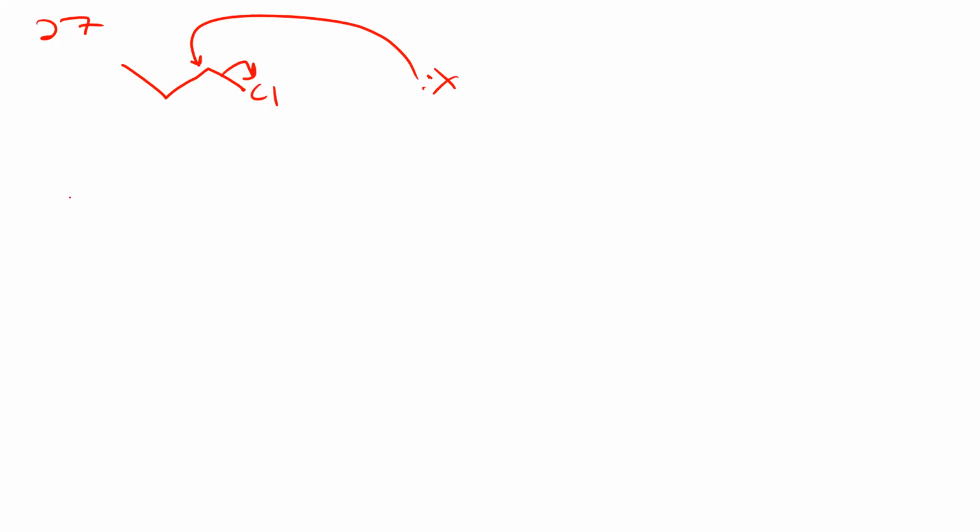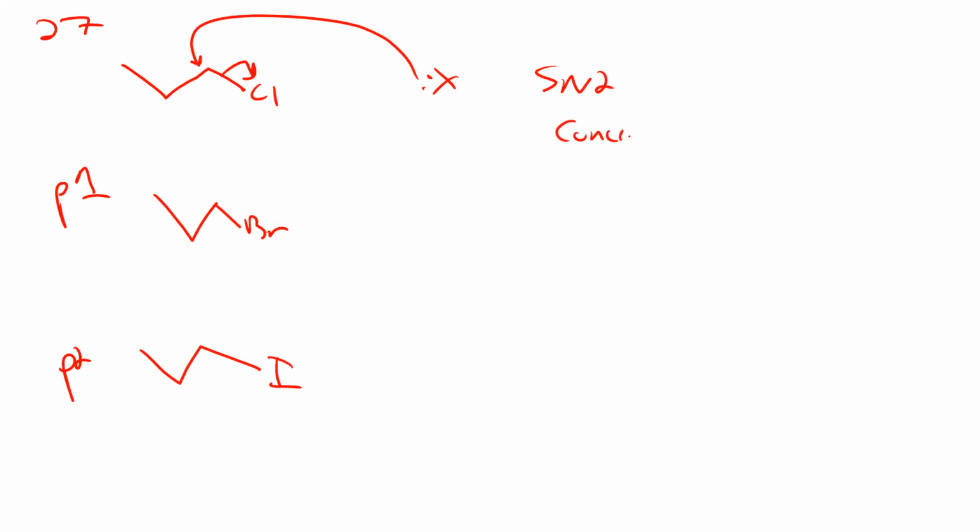Product 1 and product 2 are very similar. We'll have that propyl group, and the only thing we're going to replace is the halide with the appropriate halide. And that's an SN2 reaction. Recall that SN2 is concerted. It says identify the mechanism. So both are SN2.